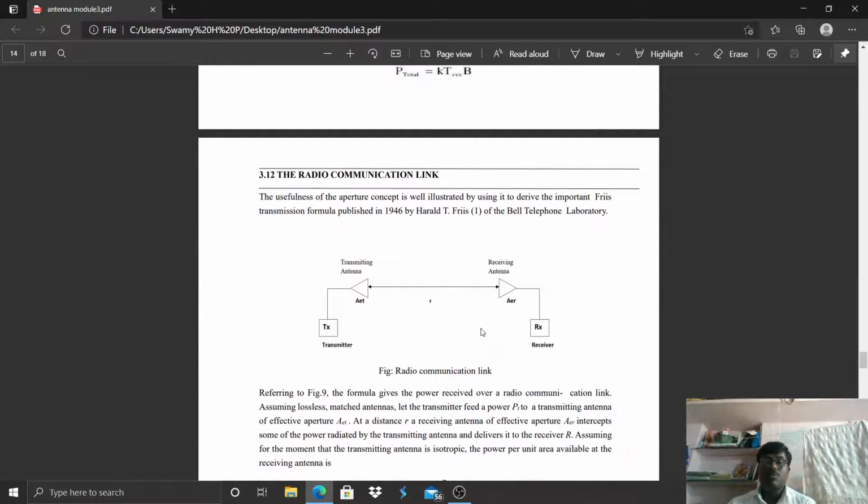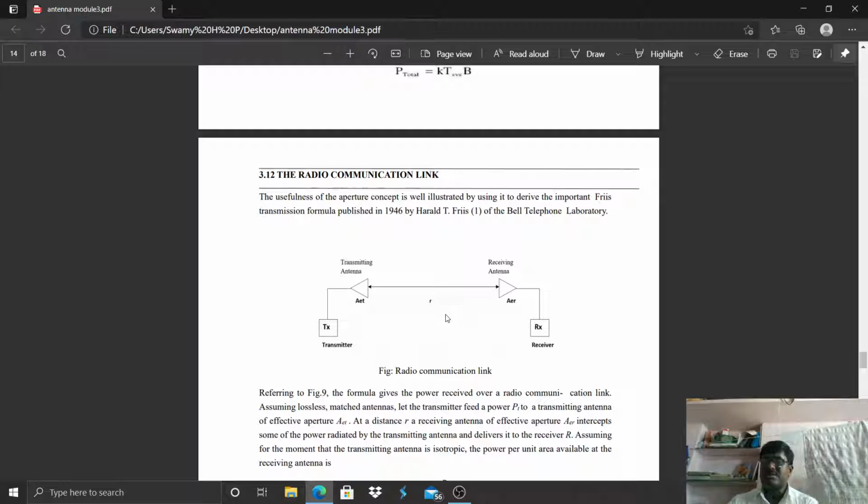Now I will move on to the radio communication link. Previously we have understood the concept of aperture. The usefulness of the aperture concept is that we are going to use it to derive the important formula called the Friis transmission formula.